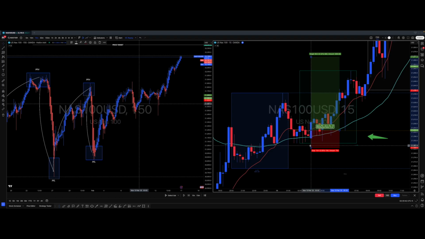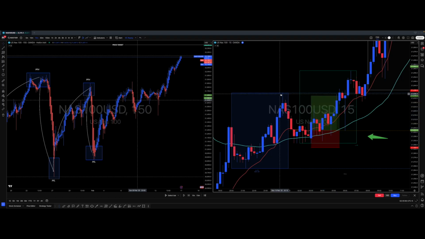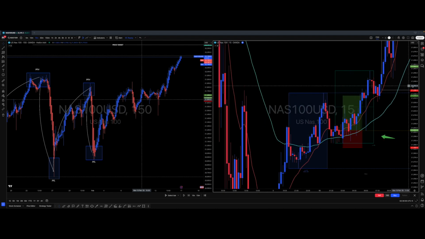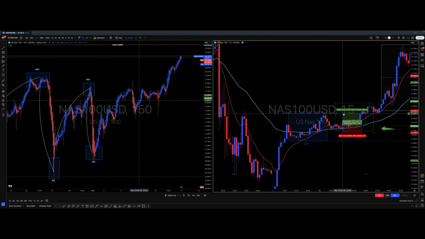Okay, and then from there, where is our target? Well, the first target is basically just a simple 2 to 1. A 2 to 1 is essentially going back to the highs that we've already been to. Okay, now can we go further than that? Yes, you can go way further than that. You can basically use previous day's structure, or essentially Friday's structure, to get some next targets.